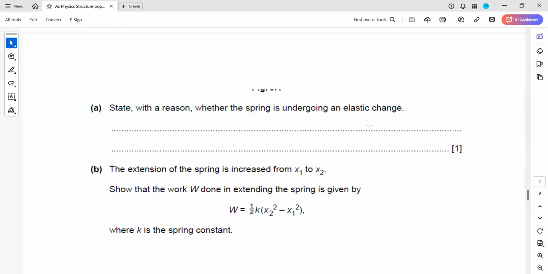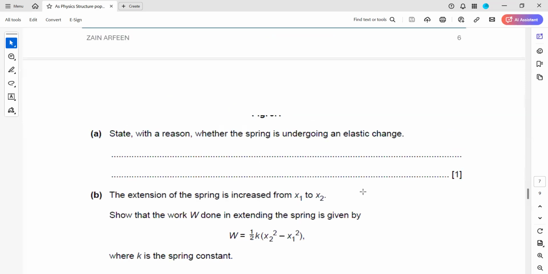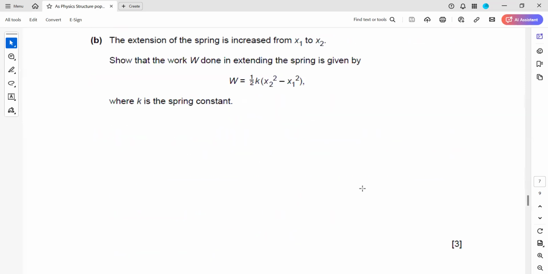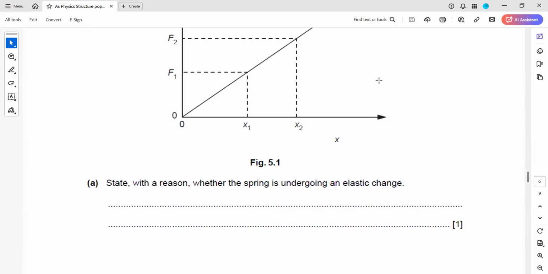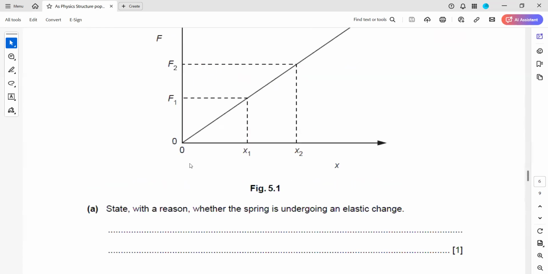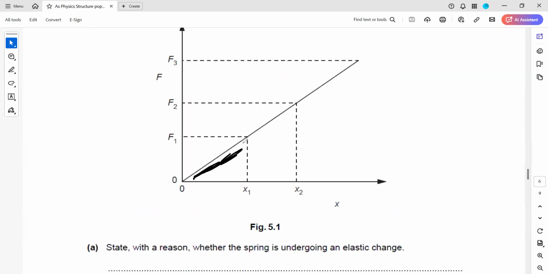That is what we did in part A. In part B, the extension of a spring increases from x1 to x2. Show that the work done in extending the spring is given by this expression. So how will we know how much work is done on the spring when we move from x1 to x2? It is the area of this part.